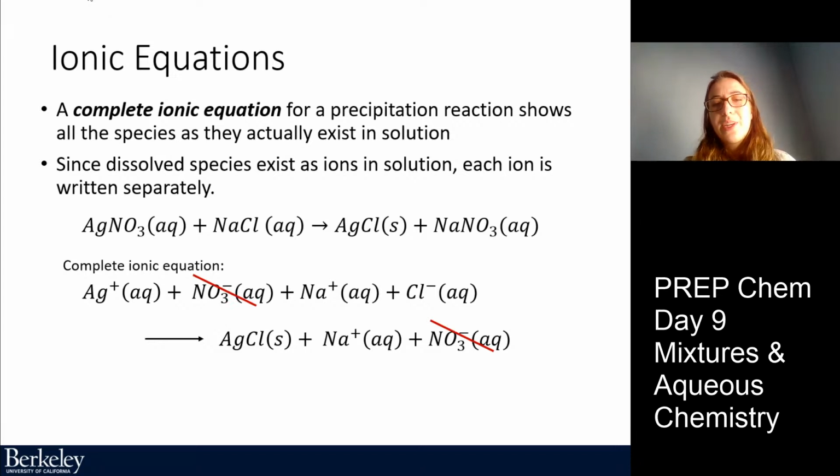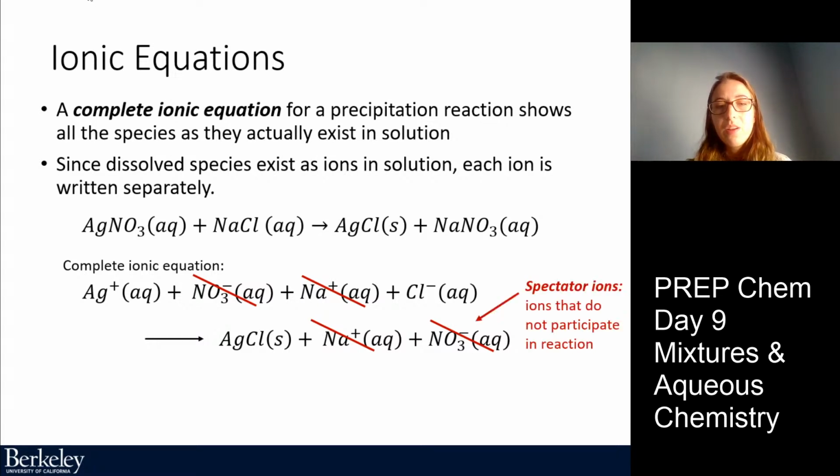As you notice, there are some species that appear on both the reactants and product side, so you can cancel those out of the reaction. In this case, the nitrate anion is both a product and a reactant, so you can cancel them out. The sodium cations are also on both the product and reactant side. These ions are referred to as spectator ions. They're ions that do not actually participate in the reaction, but they're still present in the solution.